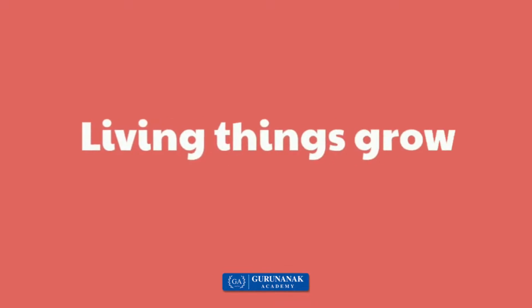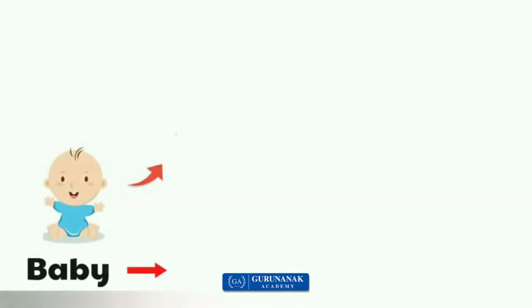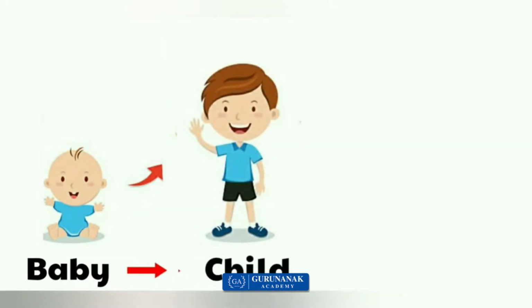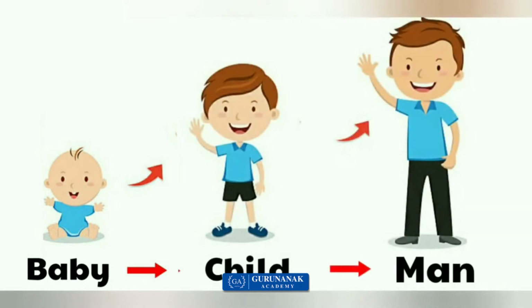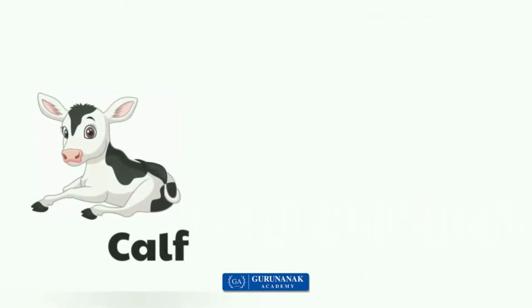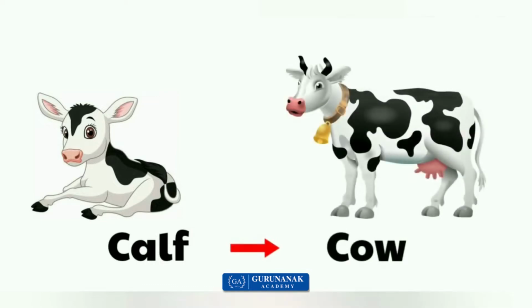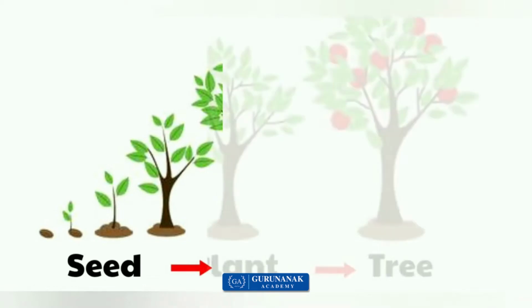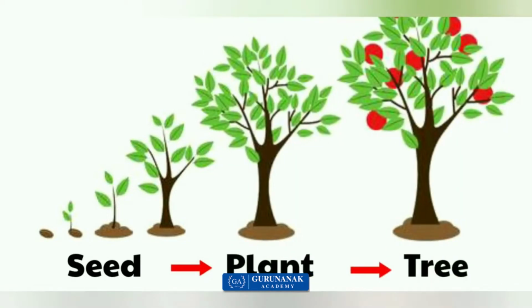Living things grow. A baby grows into a child, which then grows into a man. A calf grows into a cow. A seed grows into a plant, which then grows into a huge tree.